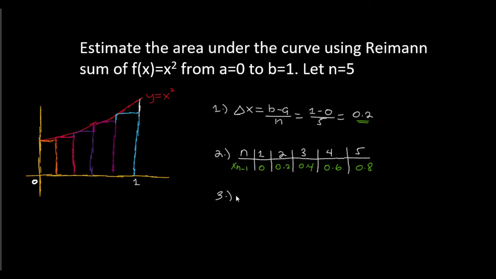The next, i-evaluate na natin yung Riemann sum. So sigma i equals 1 to 5. Ibig sabihin hanggang 5 lang kasi yung given natin is n equals 5. Then f of x sub n minus 1, and then yung delta x natin is 0.2. Okay, equals. So isa-isahin natin.